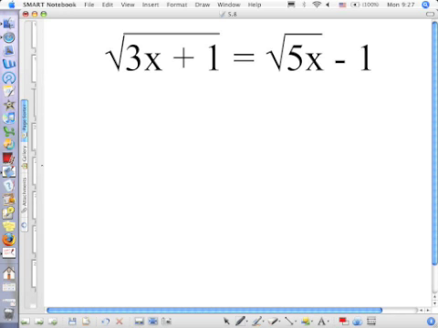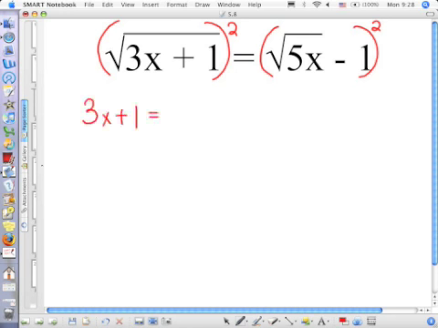What should we do? Sean, what should we do? Hurley, what should we do? Square both sides. Thank you. This radical's already isolated, so let's just go with it. Okay, we're going to square both sides. On the left, we're simply left with 3x plus 1. On the right, we now have a what kind of problem? FOIL.